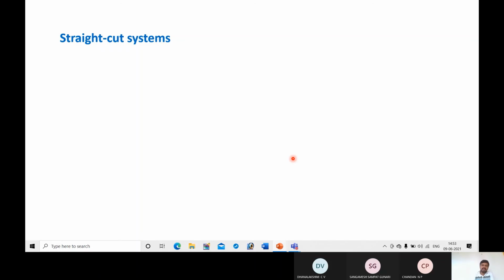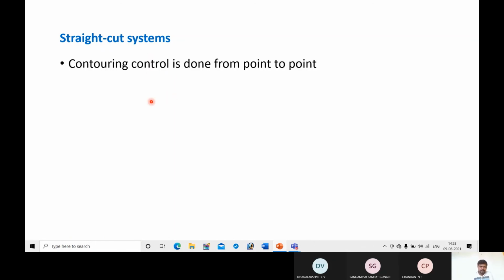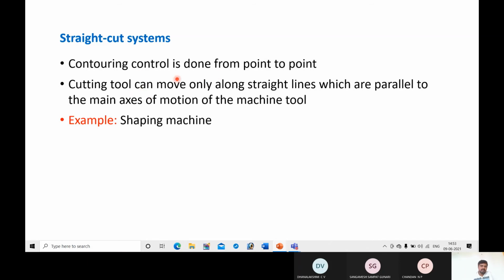Next, straight cut systems. This is also a contour system, and it is applicable for shaping machines. Contouring control is done from point to point, but you are concerned about the path in which the cutting tool will travel. So even though it is between point to point, you are concerned about the path also. It is also part of the contouring system. The cutting tool can move only along straight lines which are parallel to the main axis of motion of the machine tool. Example is the shaping machine.